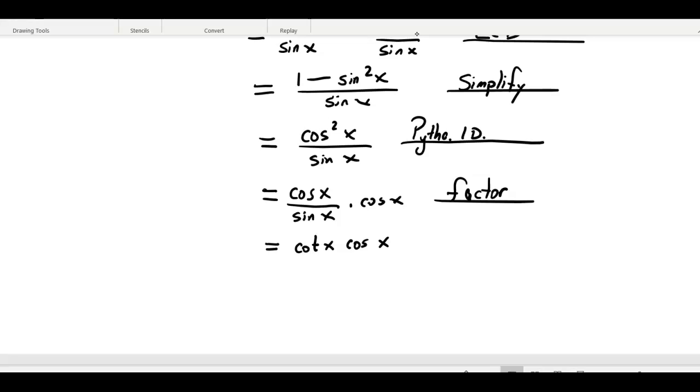And this is considered simpler than this. I don't want a square if I can avoid it. I don't want a fraction if I can avoid it. All I've done to get from this step to this step is use one of my quotient IDs. Simple as it gets. Okay? All right, off to the next.